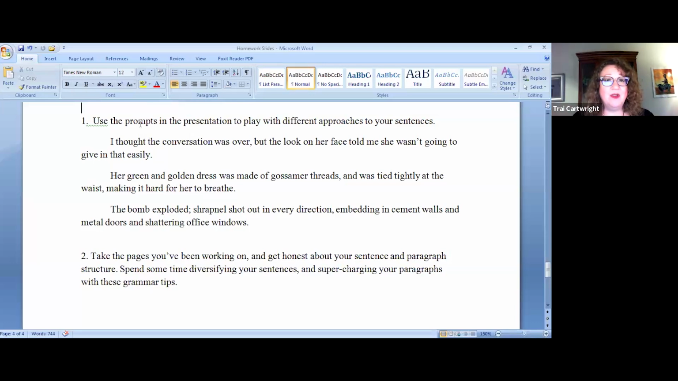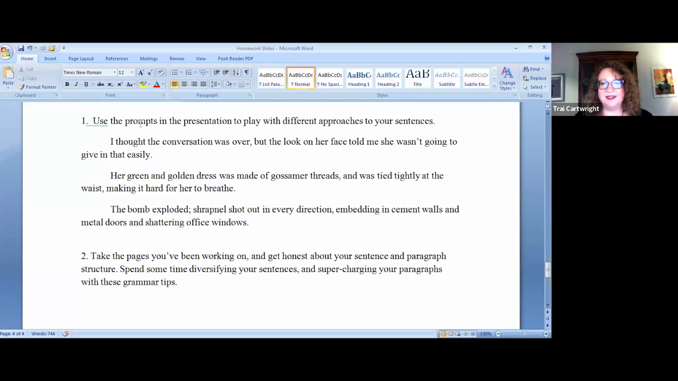Feel free to play with the details here. We get a little bit more, the gold and green in the dress and the gossamer threads, and it was tied tightly. So feel free to dig into this if you want it to be fantastical, or if it's a historical thing, you can give us more details in that. But look for 6 other ways to get this information across. And then here's one more.